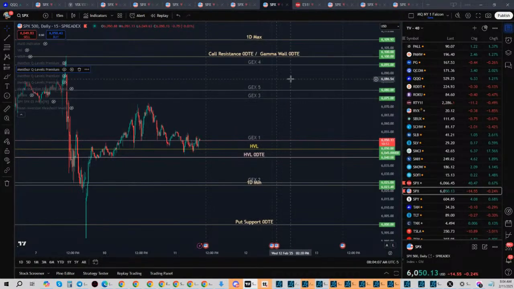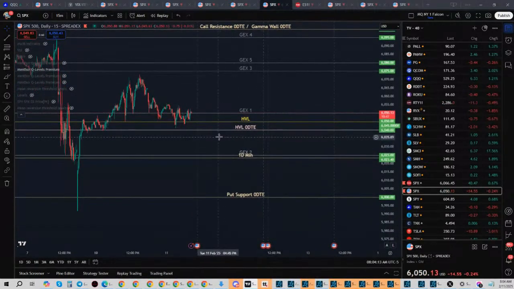Over 60-75, we have 60-95, 6100. I'm going to talk about that in a second. And below us, if we should break this 50, 45, 40 area, the magnet down brings us toward 60-25. However, there's more to the story than meets the eye.